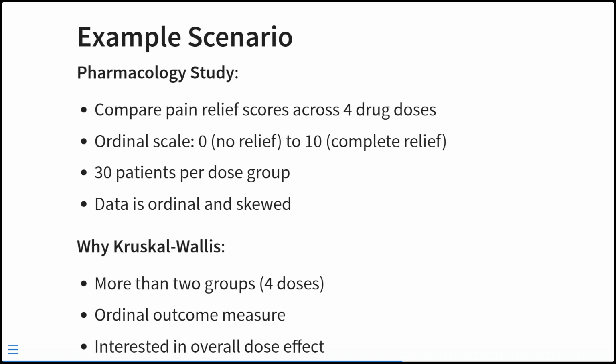So why do you consider the Kruskal-Wallis test? Because in this example we have more than 2 groups, 4 doses, an ordinal outcome measure, and we're also interested in overall dose effects.